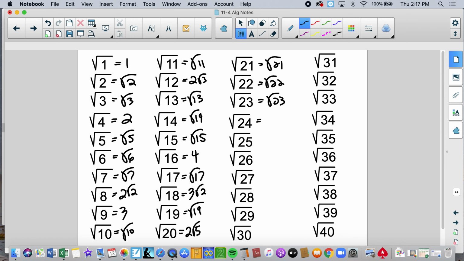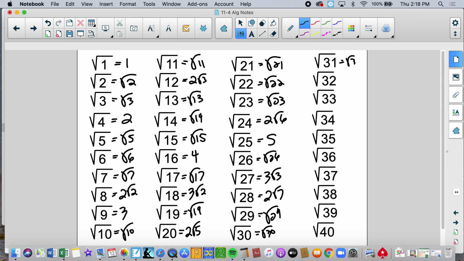Square root of 24 is rad 4, rad 6, so 2 rad 6. Rad 25 is 5. Rad 26 cannot. Rad 27 is rad 9 times rad 3. Rad 9 becomes 3 rad 3. I love this one. Rad 28 can be simplified. Rad 4 times rad 7, so it's 2 rad 7. Rad 29 cannot be simplified. Rad 30 cannot be simplified.